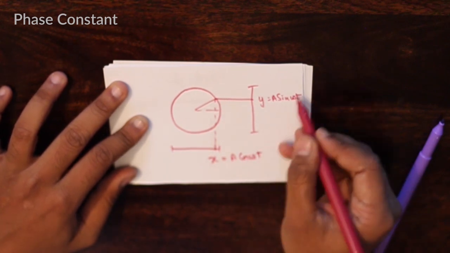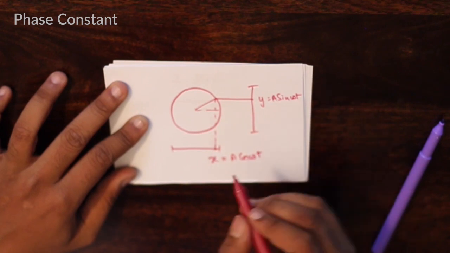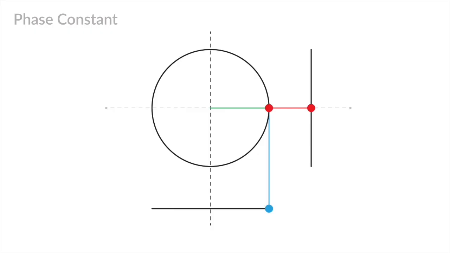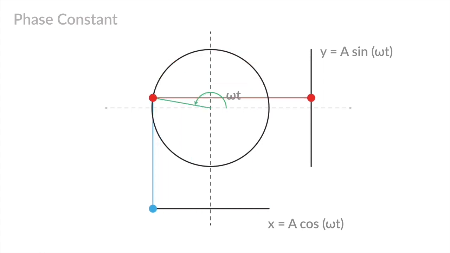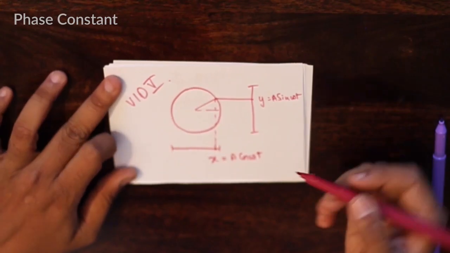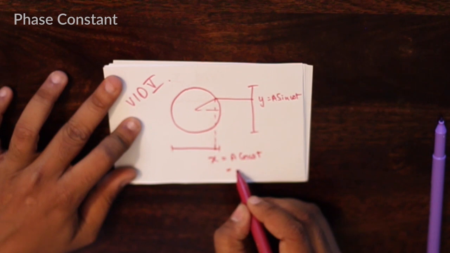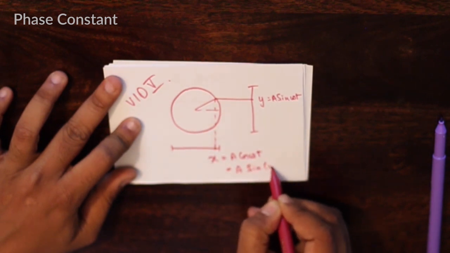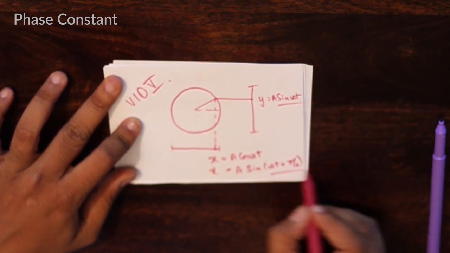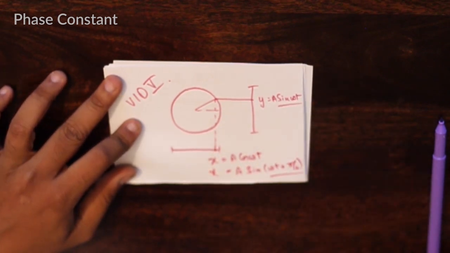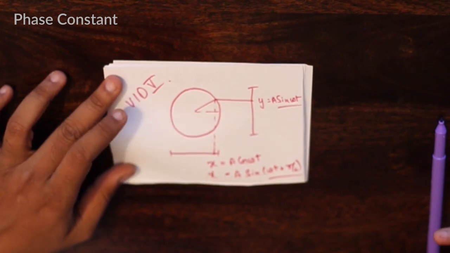What this means is there is a phase difference of pi by 2 between this SHM and this SHM, and clearly, as you can see, the y is reaching its extreme when the x is reaching its mean, and the x is reaching its extreme when the y is reaching its mean, which makes x is equal to A sine omega t plus pi by 2. That means there is a phase difference of pi by 2 between the x and the y. So that explains the SHM equation.